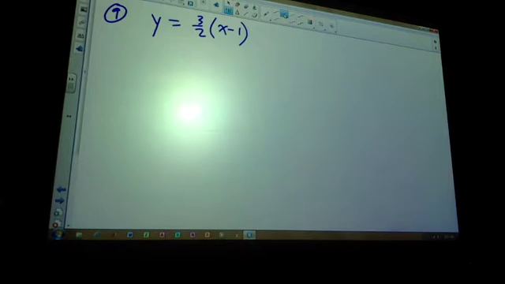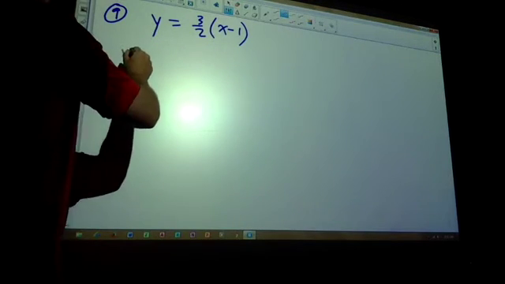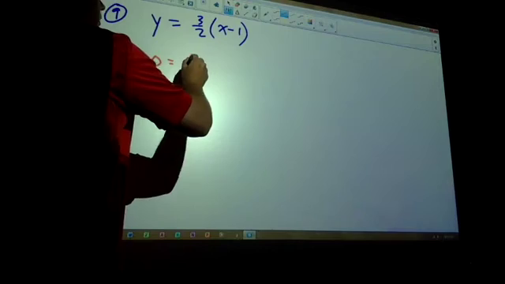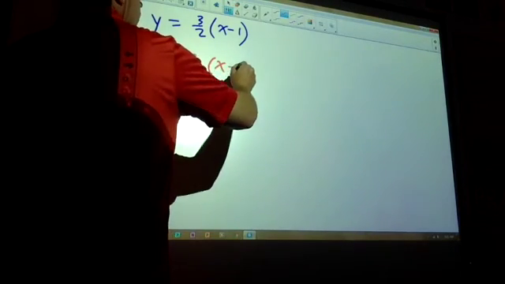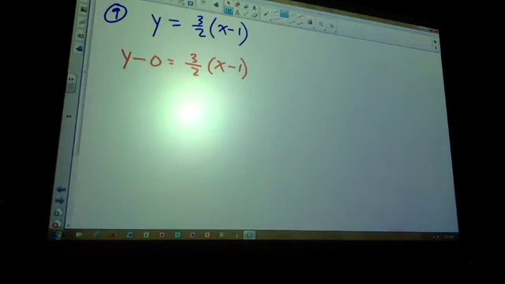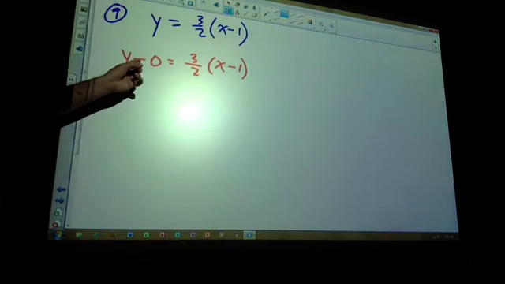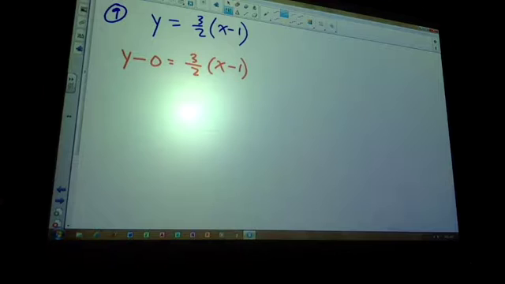What I would do is I would recognize that this is already in point slope form. How? It is. So does it have to be a minus 0? Could it be a plus 0? You can. Is minus 0 the same thing as plus 0? Yes, because 0 is signless, right? Does that make sense?